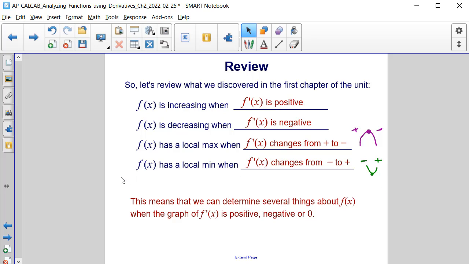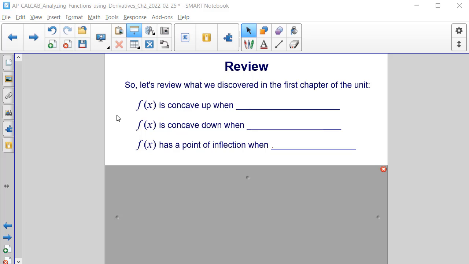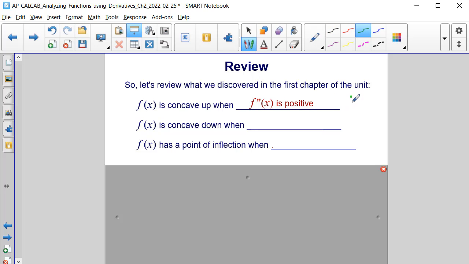So this means that we can determine several things about f of x when the graph of f prime of x is positive, negative, or 0. We also found out about concavity. We found that f of x is concave up when its second derivative, or f double prime of x, is positive. Remember, positive concave up looks like a smiley face.